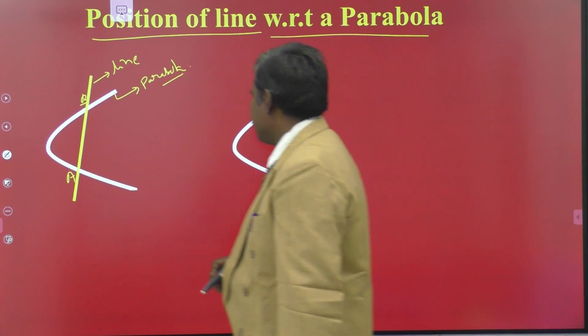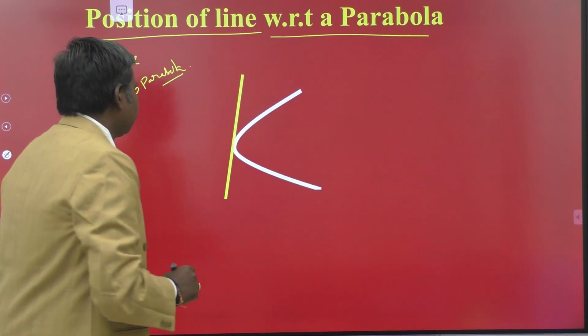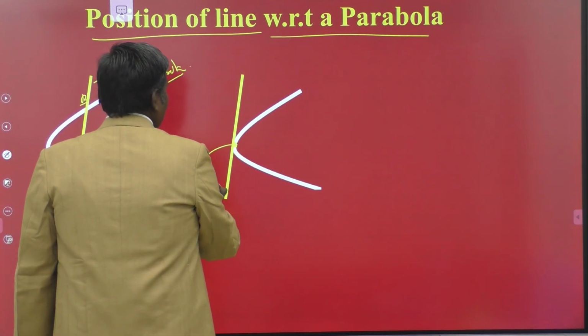And this is the second position. Here this is the line, it touches the parabola. So this is the point of contact. We say this is the point of contact.